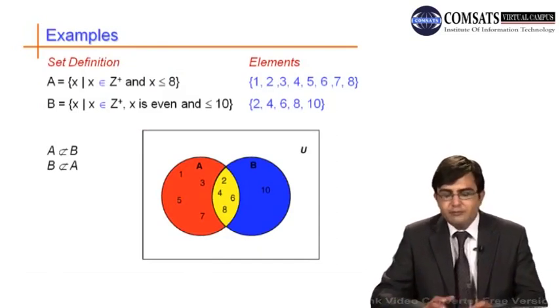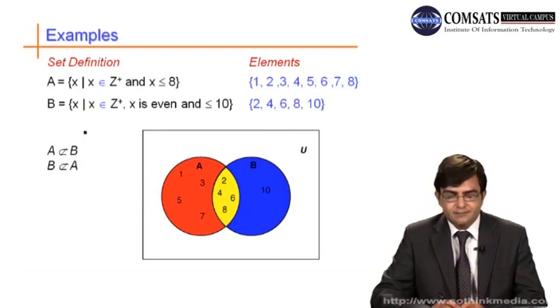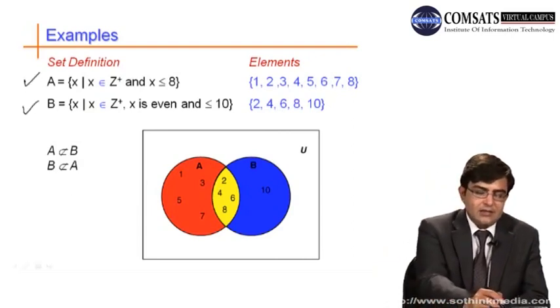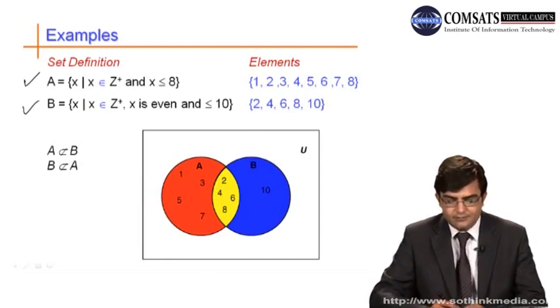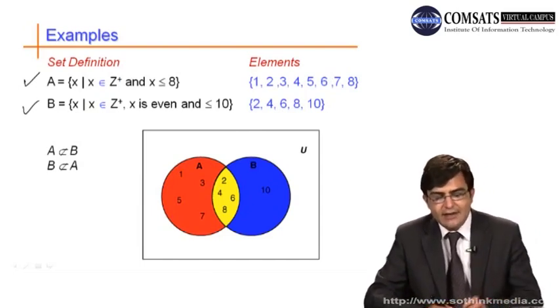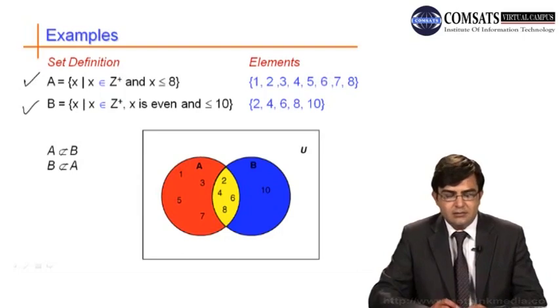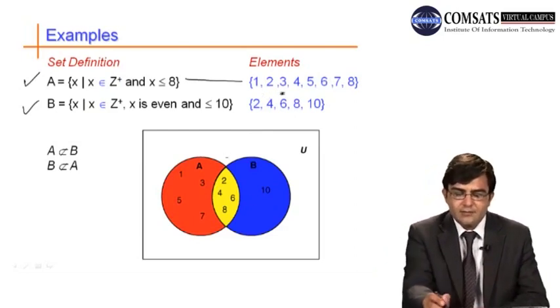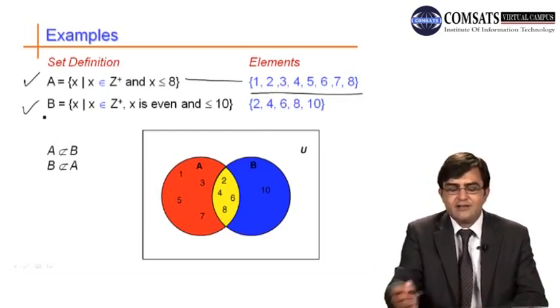Now, for example, how do we express these two sets using a Venn diagram? The first set is A, which contains x such that x belongs to Z plus. Z plus means positive integers, and x is less than or equal to 8. So it contains 1, 2, 3, 4, 5, 6, 7, 8.